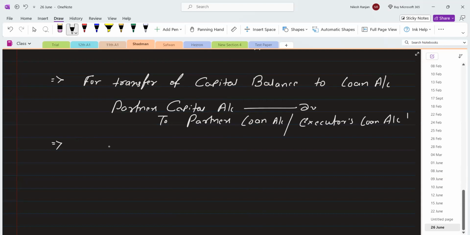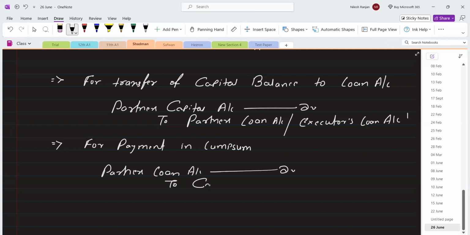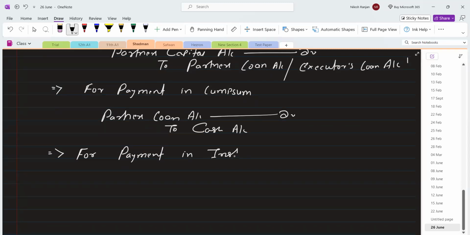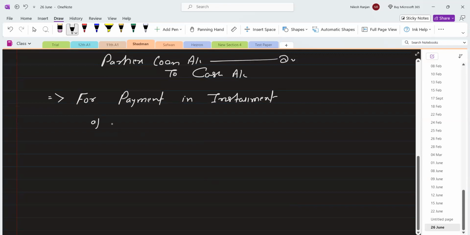Okay, the next thing is after transferring the amount to partner's loan or executor's loan, if you pay this amount in lump sum, for payment in a single installment, then it will be partner's loan account debit to cash or bank account. So whatever amount you pay to the partner is shown here. Now, if payment is made in installments, then every year there will be two entries, one for interest due and the second for payment of installment.